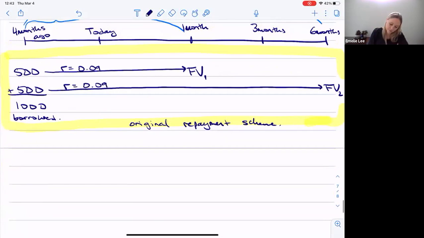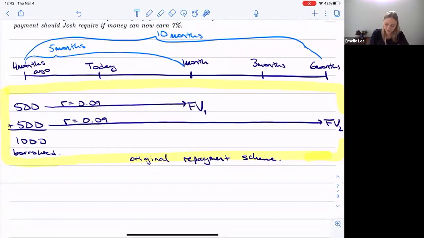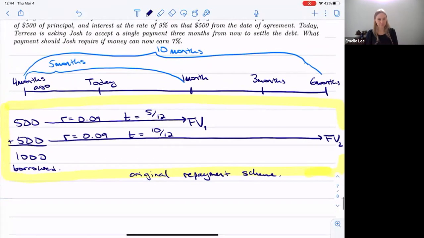for each of these. And then for this future value 1, I know that the time is 5 months, and for future value 2, I know the time is 10 months because it's the length of the arrow, right? Not necessarily the time points on our timeline. So T here is 5/12, and T for future value 2 is 10/12, right? The length of the arrow.